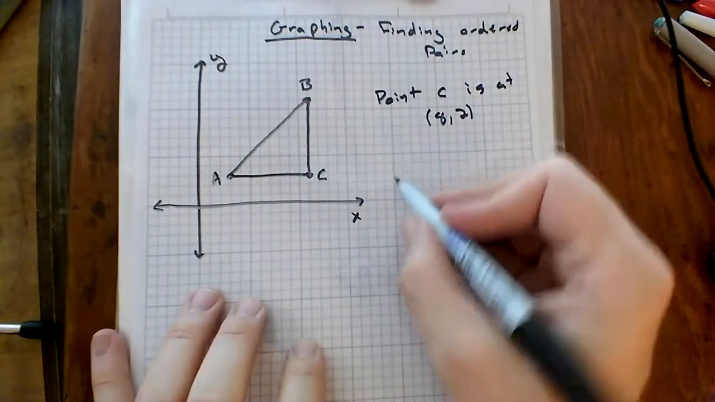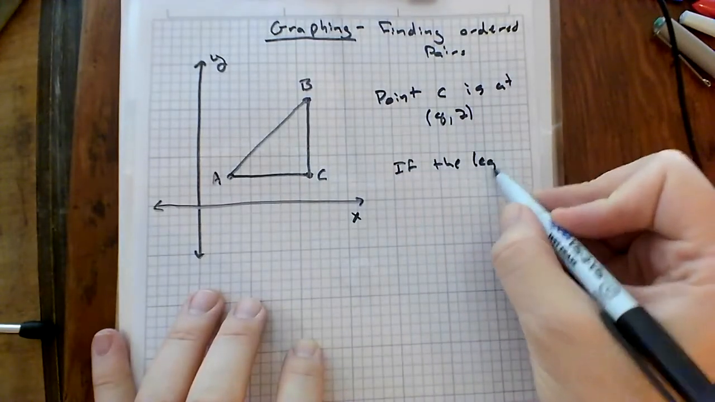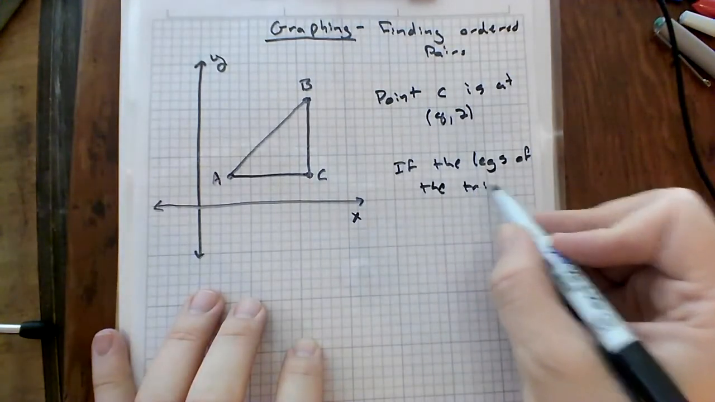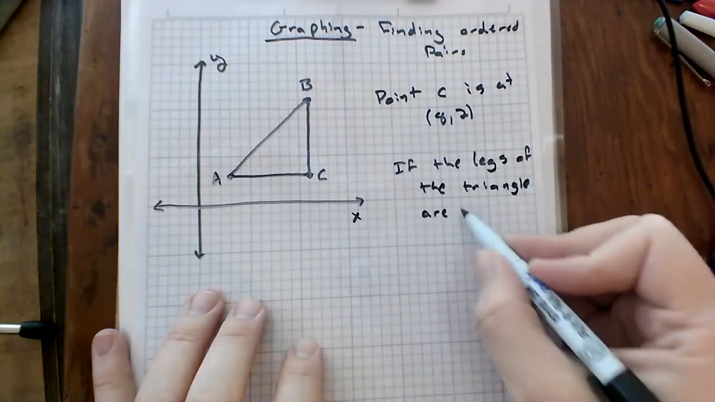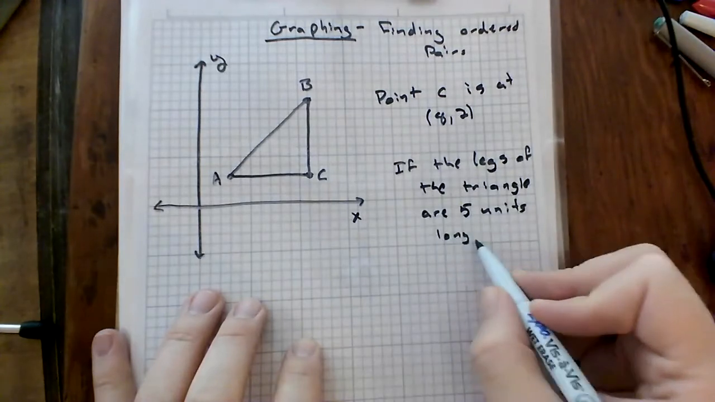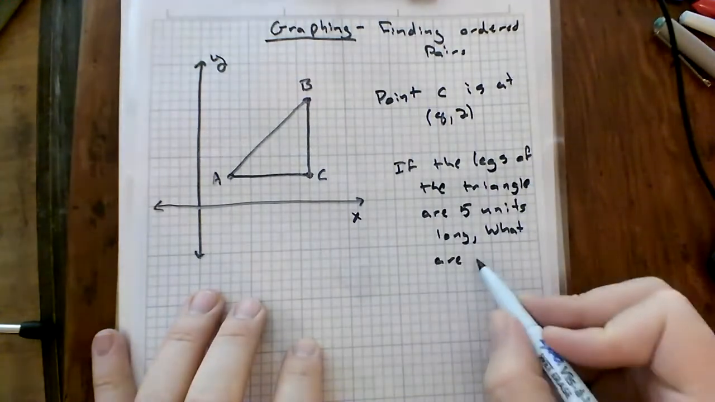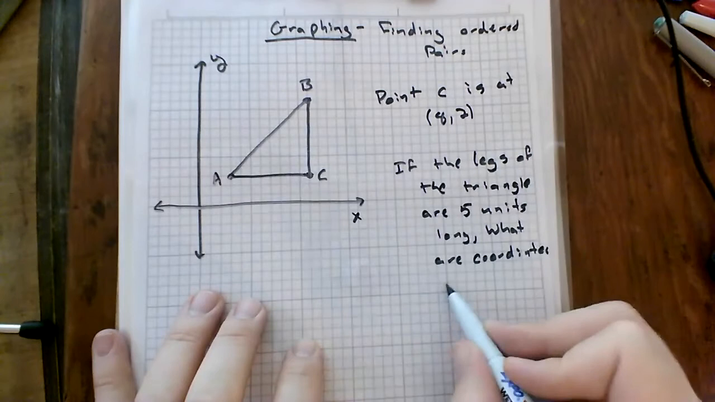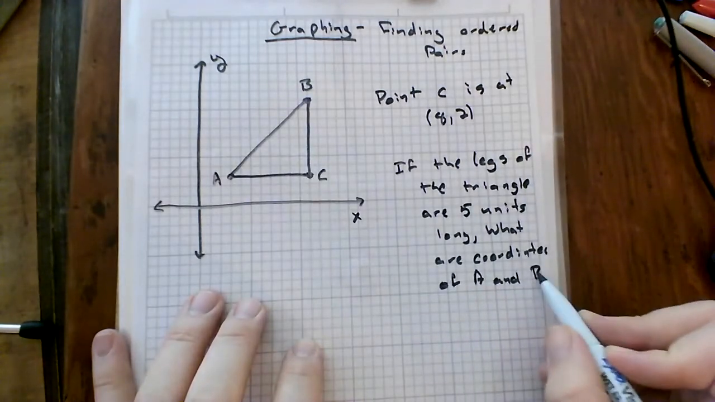Now I could say if the legs of the triangle are 5 units long, what are the coordinates of A and B?